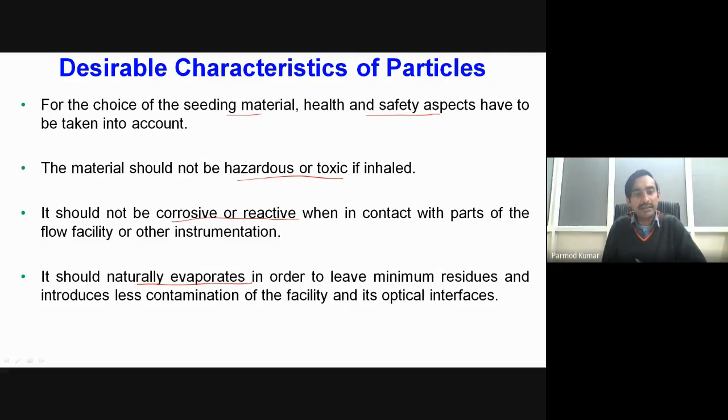In that case, we will be getting nothing but less contamination of our fluid medium as well as the experimental facility. And at the same point of time, because we have to trace the motion of the particle, we will be having certain optical windows in our measurement system, which will be allowing access to the particle. So that's why the particles should have characteristics such that they are not contaminating our optical interface.